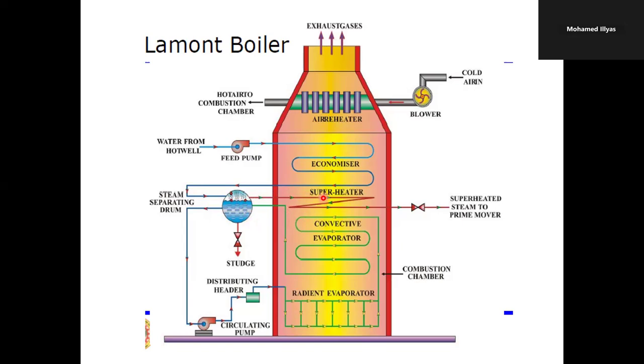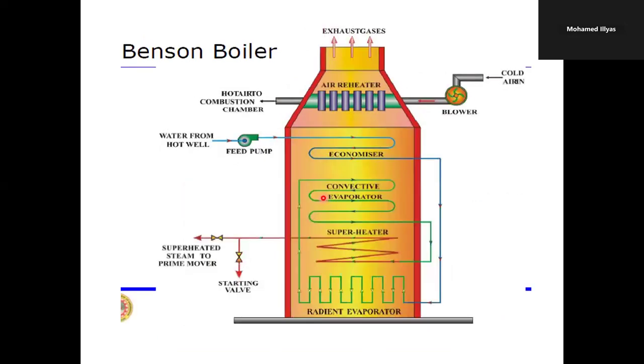For avoiding sending of water molecules to the superheated tubes, we eliminate the steam separating drum. We ensure that only steam is supplied to the superheated tubes. So that is the modification that has been done in the case of a Benson boiler with respect to the Lemon boiler here.